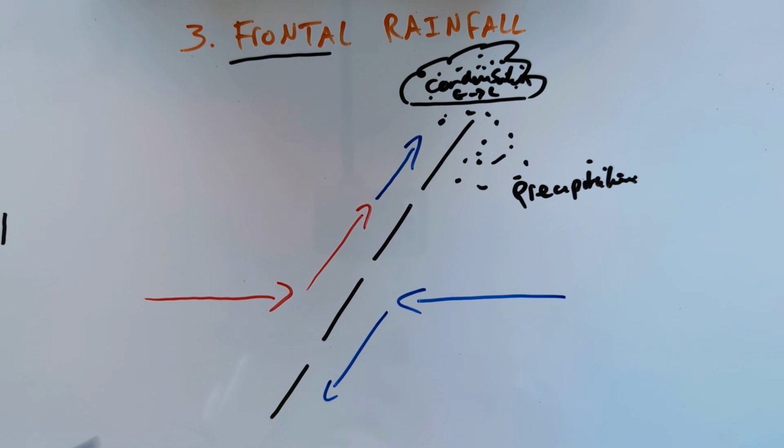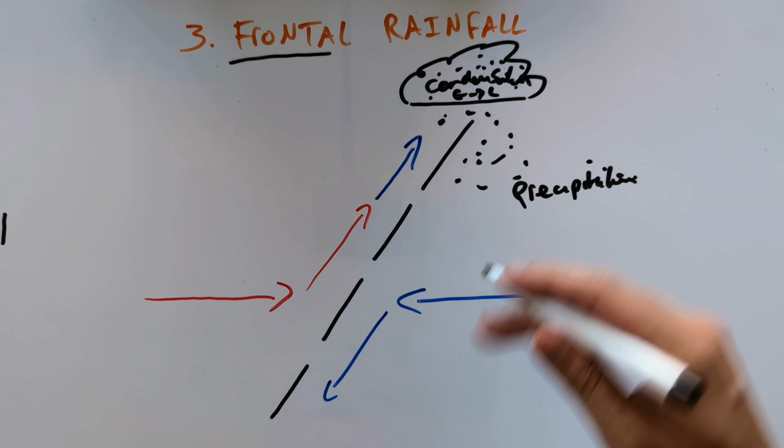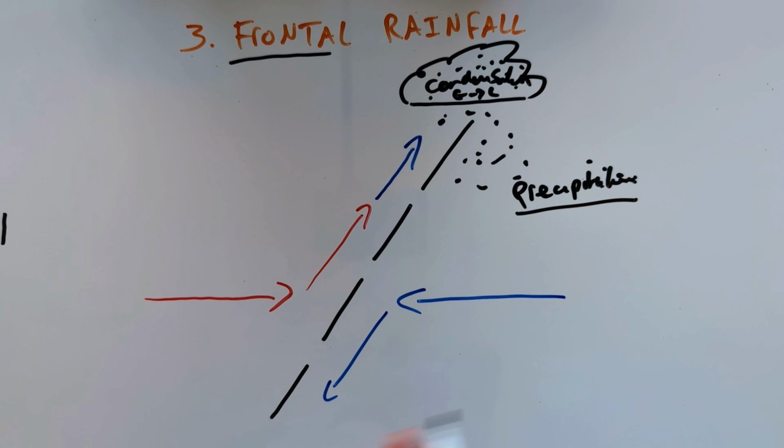Okay? I really like this one. I think it's the simplest to talk about. All you need to know is what a front is, warm air, cold air, condensation leads to precipitation, and you're done. Okay? Guys, we're now going to jump into an exam question as always, so stay tuned for that.